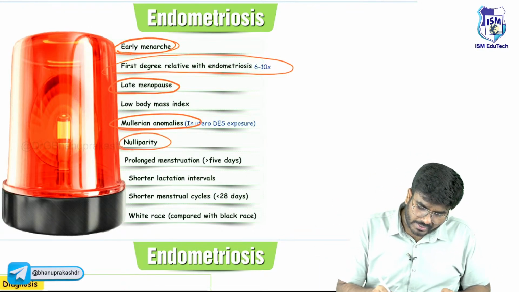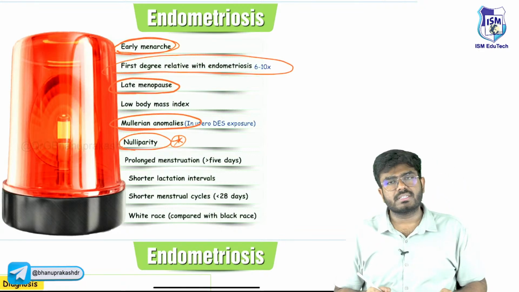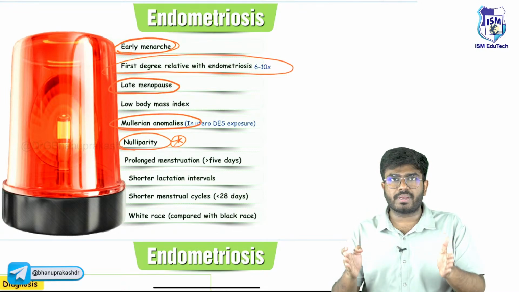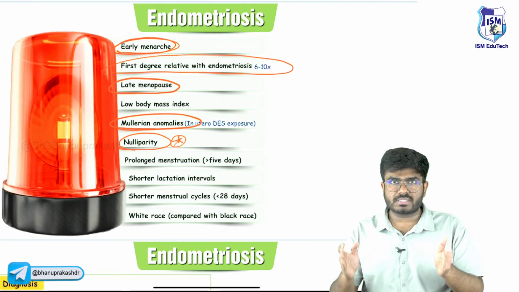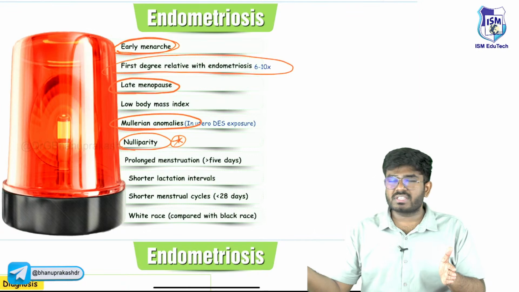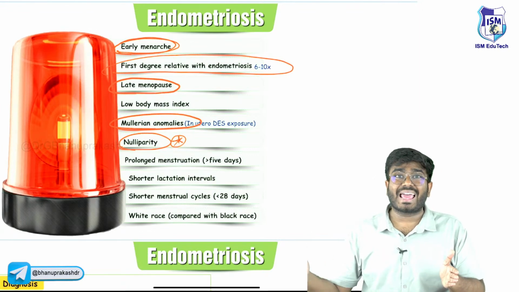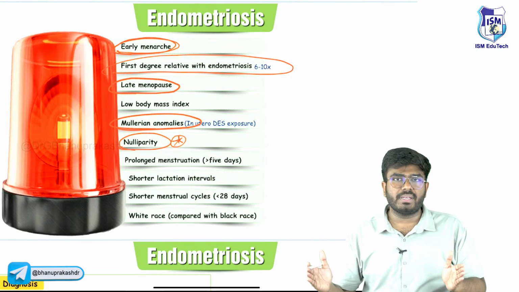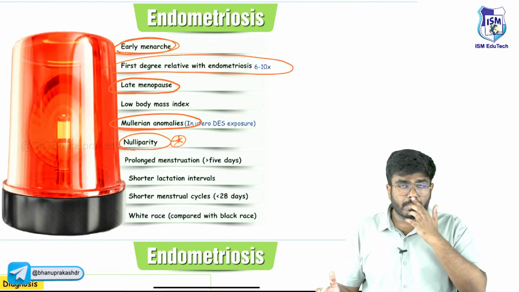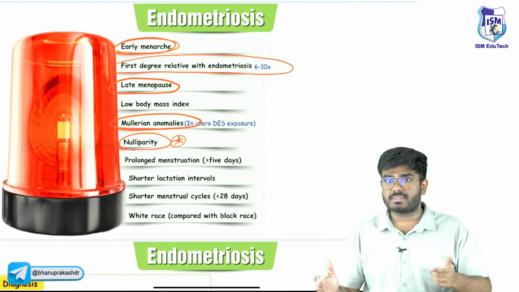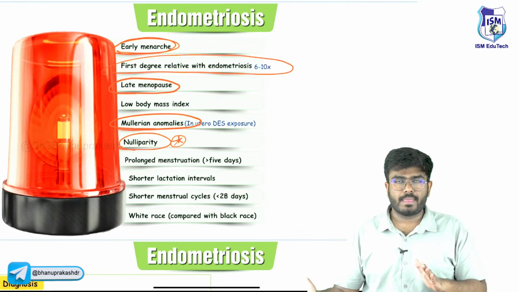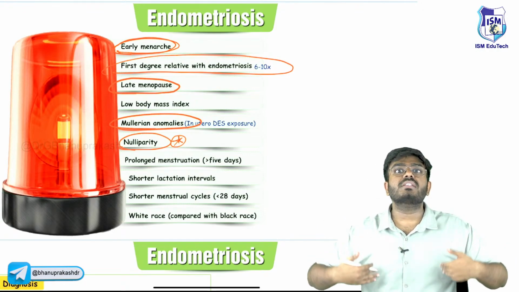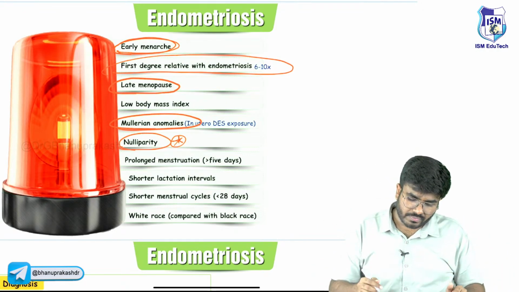Nulliparity means she is not having any babies, she is not going through pregnancy. During pregnancy there is a 12 month break of menses. After delivery there is almost a 6 to 7 month break of menses because of lactational amenorrhea. So almost 1.5 years of no menses. If she is nulliparous, it means continuous menses, more chances of retrograde menstruation, more chances of endometriosis.